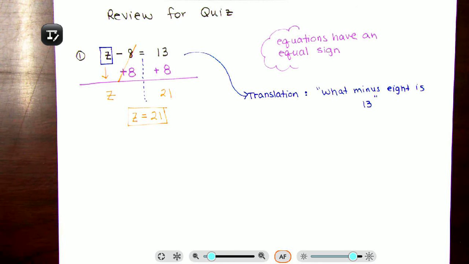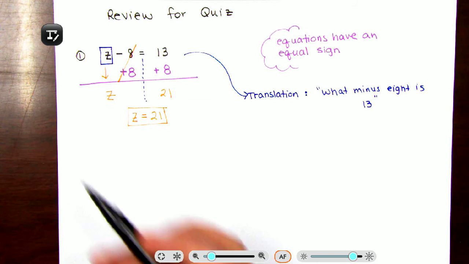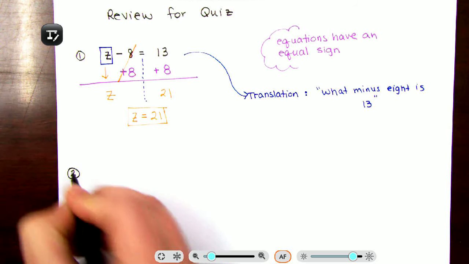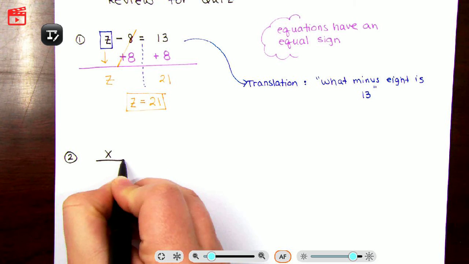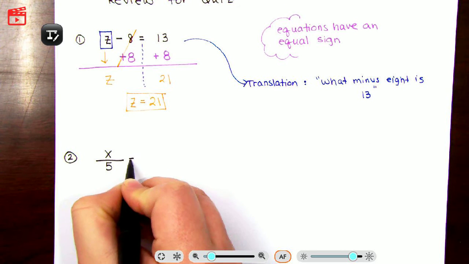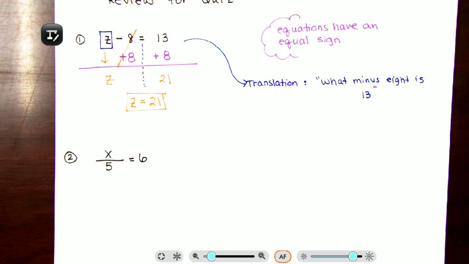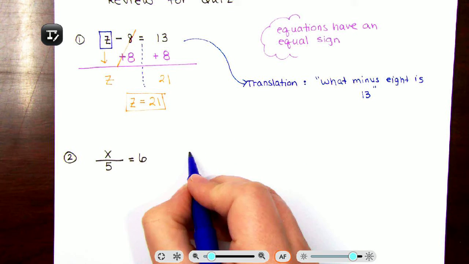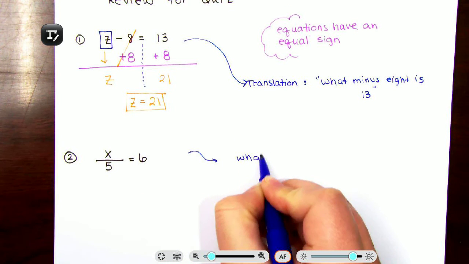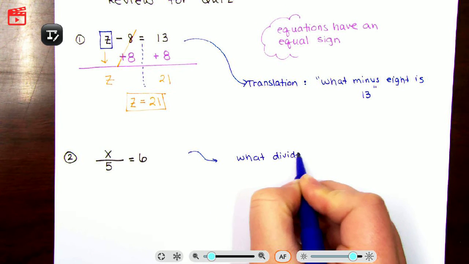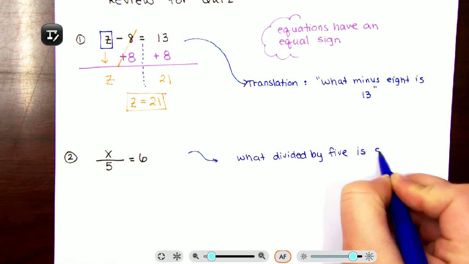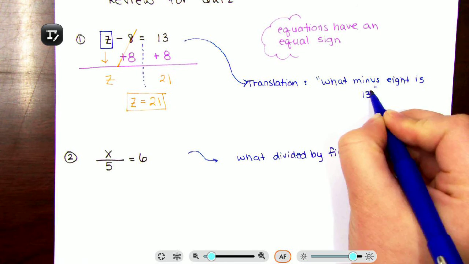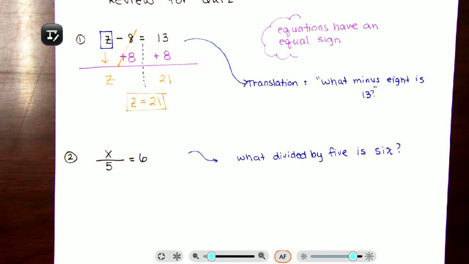Now, when you are doing the one-step equations, one type of question that you may notice is something like this. So that brings us to example number 2. You might see x divided by 5 is equal to 6. The translation is: what divided by 5 is 6? So what is divided by 5 that gives you the answer of 6?